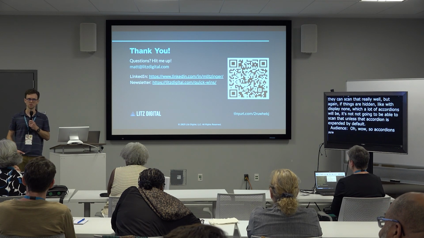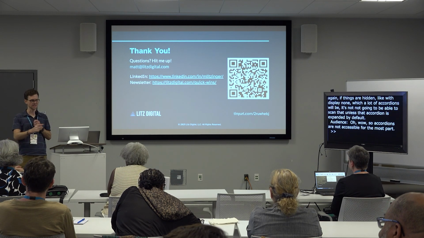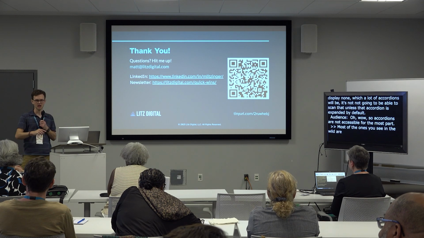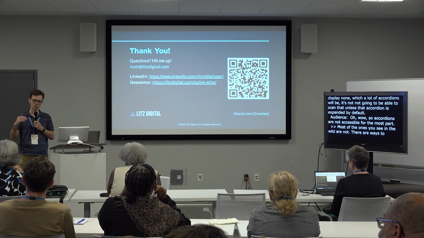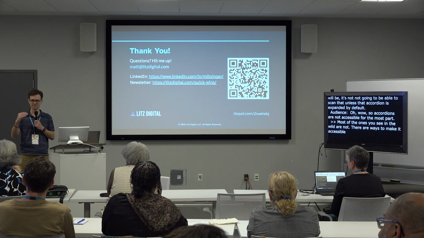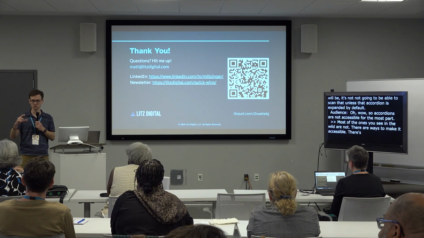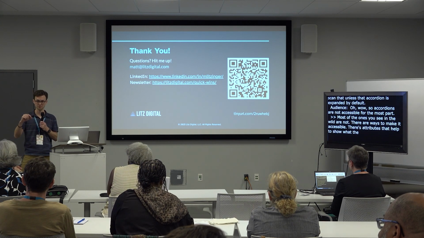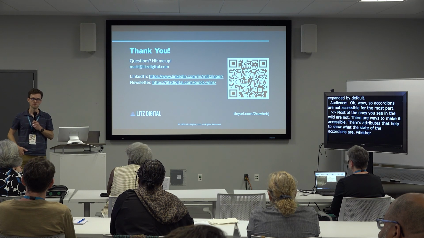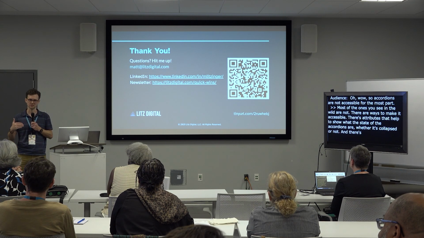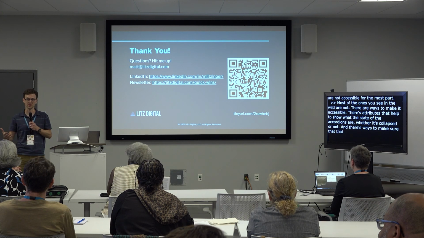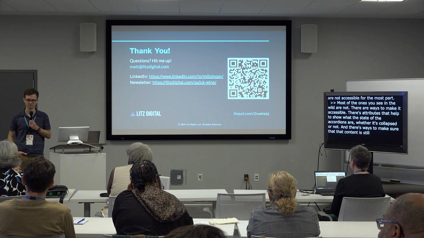So there are ways to visually hide things, like the screen reader helper text. There are ARIA attributes that help to show what the state of the accordions are, whether it's collapsed or not. And there are ways to make sure that content is still accessible where it's not using display none, where a crawler can't reach that content. Thank you.